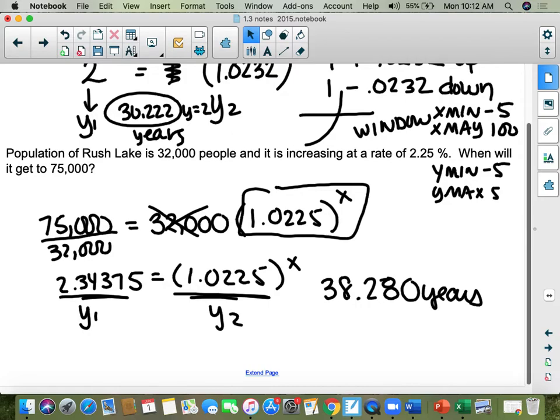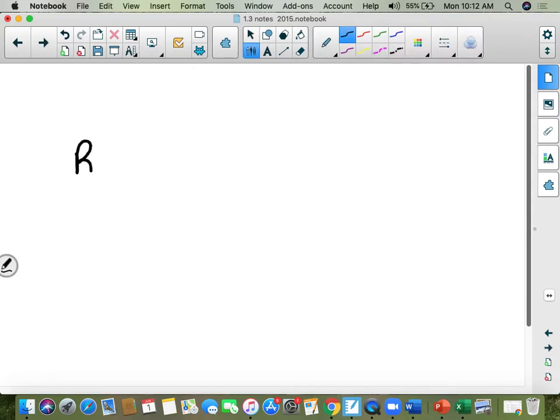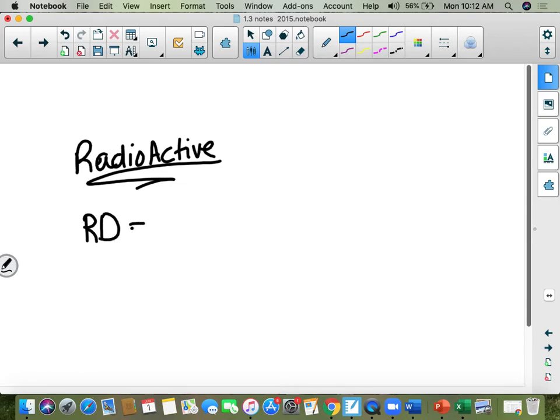So, one last thing, radioactive is also in here. I just want to talk about radioactive, and then I'll let you start doing your assignment. Radioactive deals with fossils. It also deals with science. This is where science and math kind of go hand in hand with each other. There's a formula for radioactive decay, RD, radioactive decay. It's the initial amount, it's the half-life raised to X divided by time.